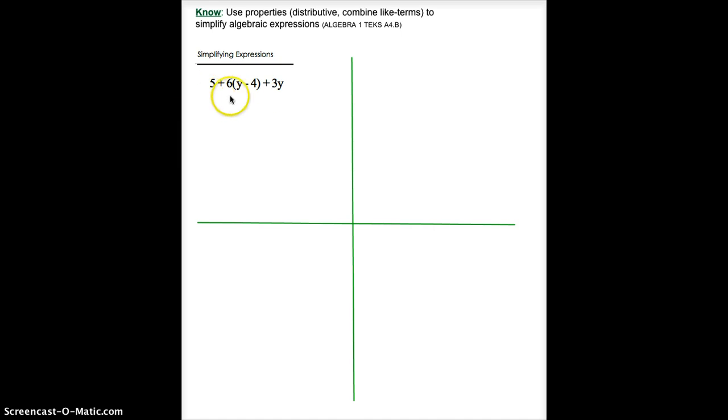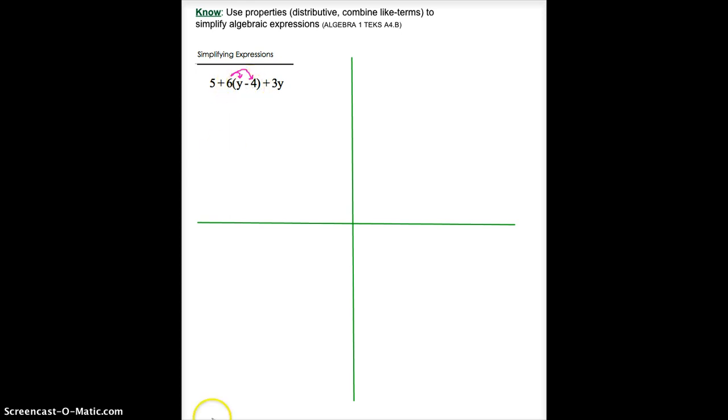Okay, in this expression we see that there's multiplication, so we have to follow PEMDAS, and we're going to do the multiplication first. You're going to take the 6 and distribute that 6 throughout the parentheses, so it's going to be 6 times everything inside the parentheses. When you do that, you're going to get 6 times y minus 6 times 4.